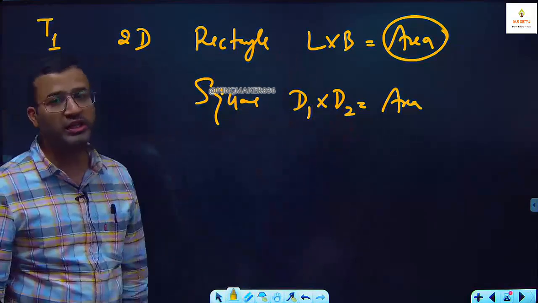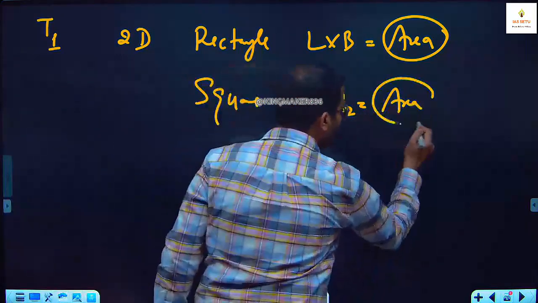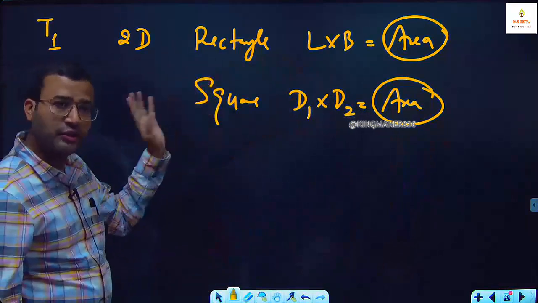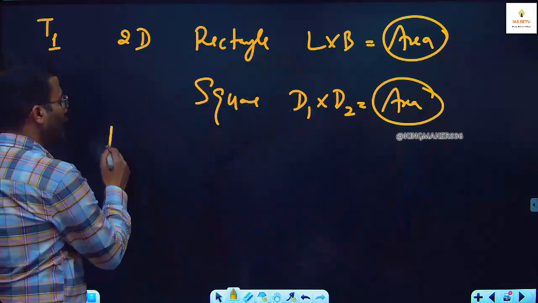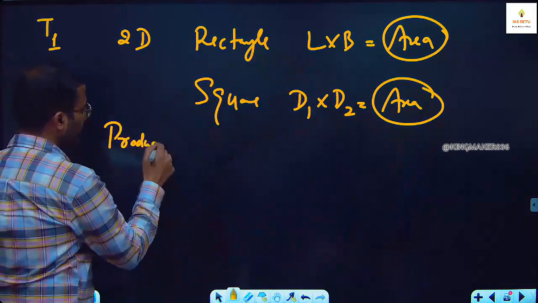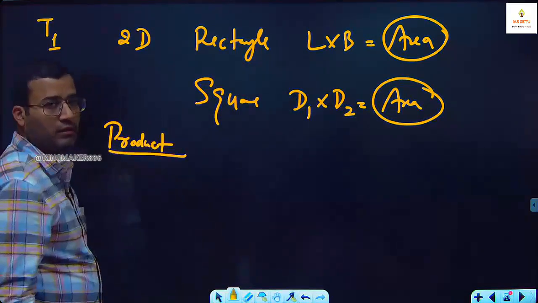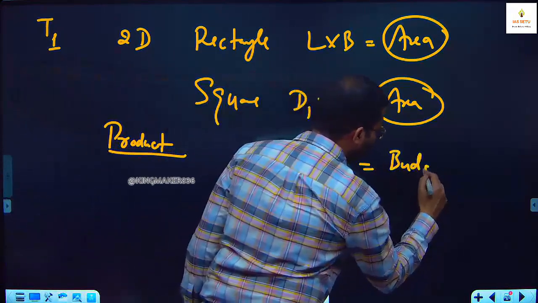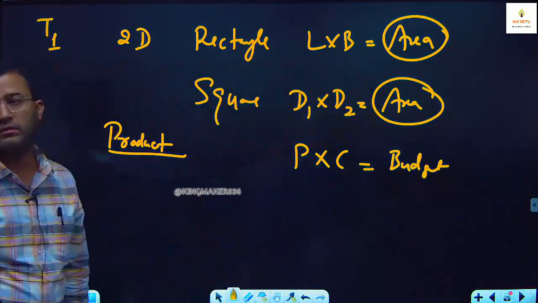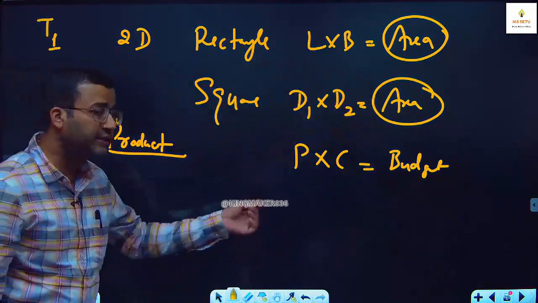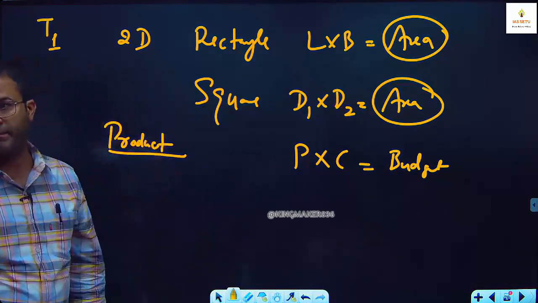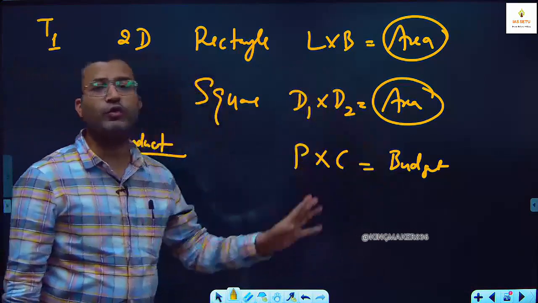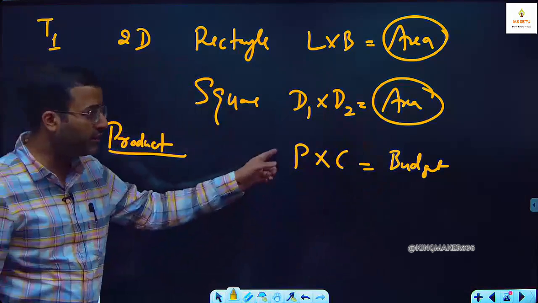If one is increased, the other will decrease, because this is the same. Area remains the same. So I repeat, two-dimension figure, rectangle, square. It can be a product of two things. Price into consumption is equal to budget. Price increased by 20%. What percentage do you have to reduce the consumption so that the overall budget remains the same? One thing increased, the other has to be decreased.